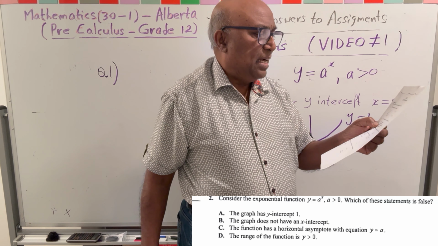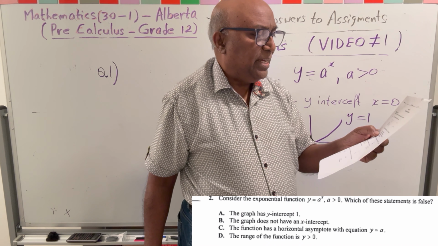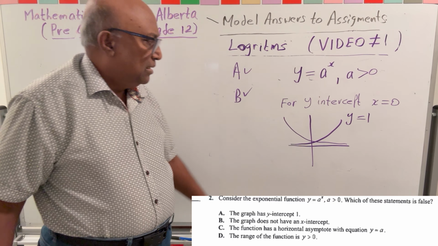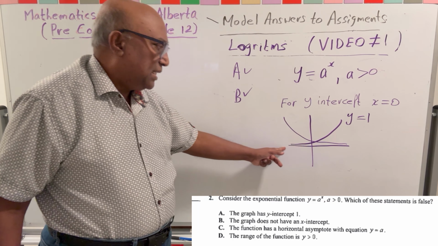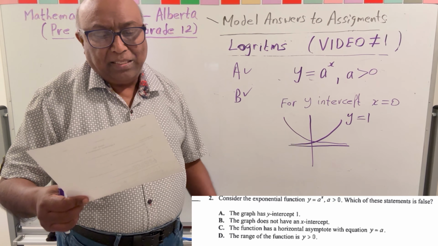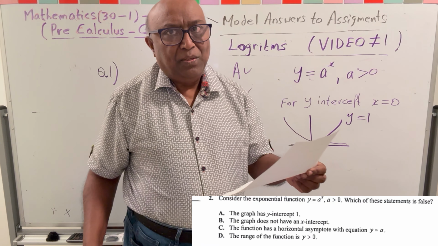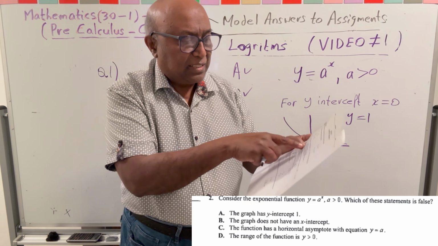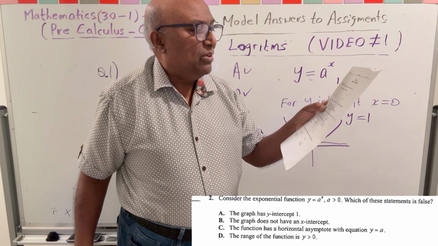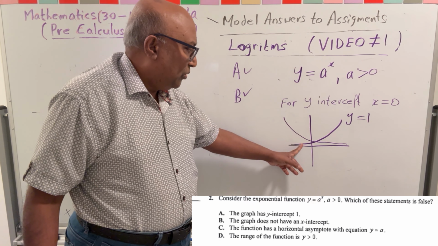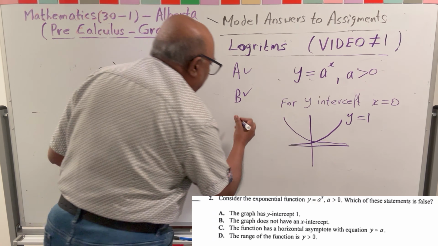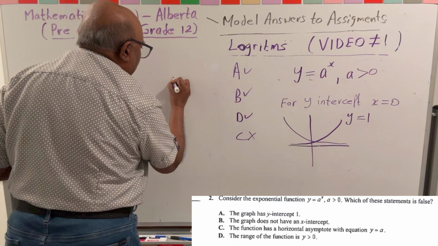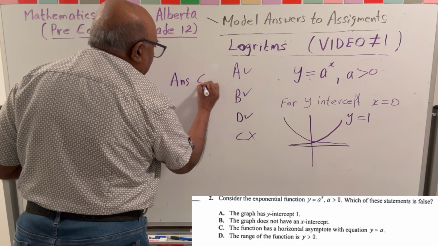C, the function has a horizontal asymptote with equation y equal a. That is wrong. The horizontal asymptote of the function is x-axis, y equals 0. That means the option number C is wrong. Okay. Option number D. For our knowledge, we can discuss. The range of the function is y greater than 0. That is true, no? Y is always positive. That means all A, B, D are true. C is false. That means answer is C.